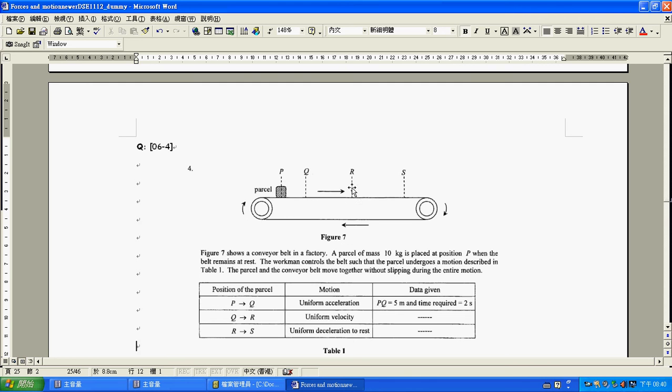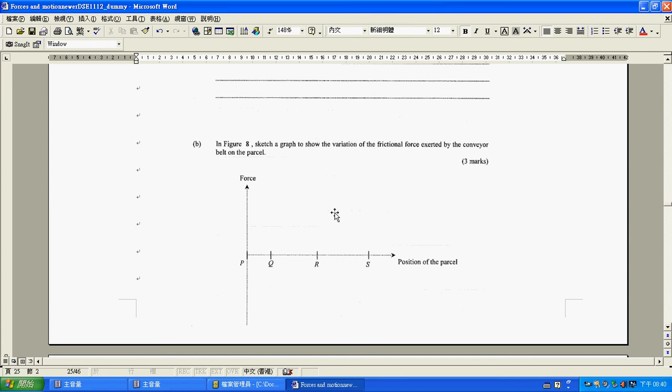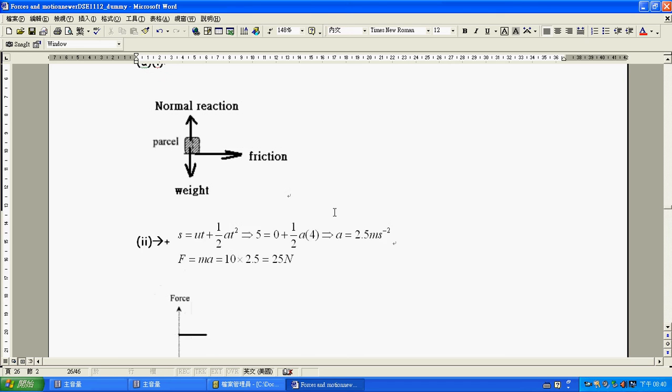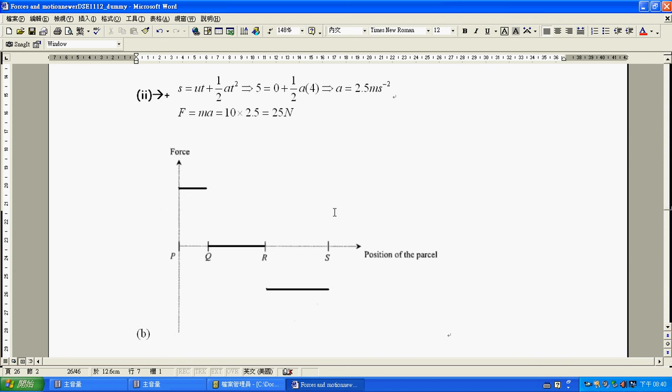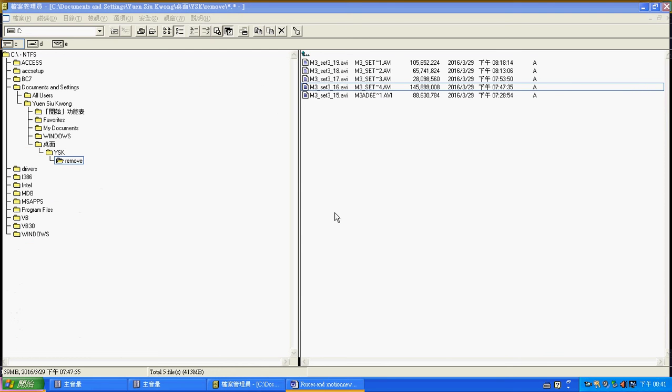And also in this interval R to S, it's decelerating, so the friction must act to the left. So with that, we can sketch the force-position diagram. So it's something like this.